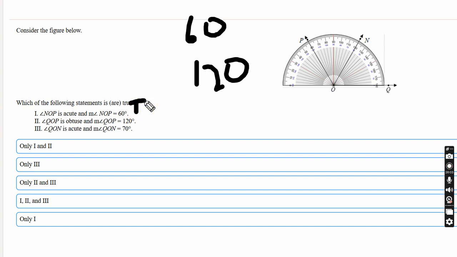The next one is QOP. QOP is obtuse and 120. Let's see, where's QOP? You can see that it's obtuse also from the graph. So 180 minus 60, you get 120. That's true as well. And the last one, QON is acute and QON is 70.